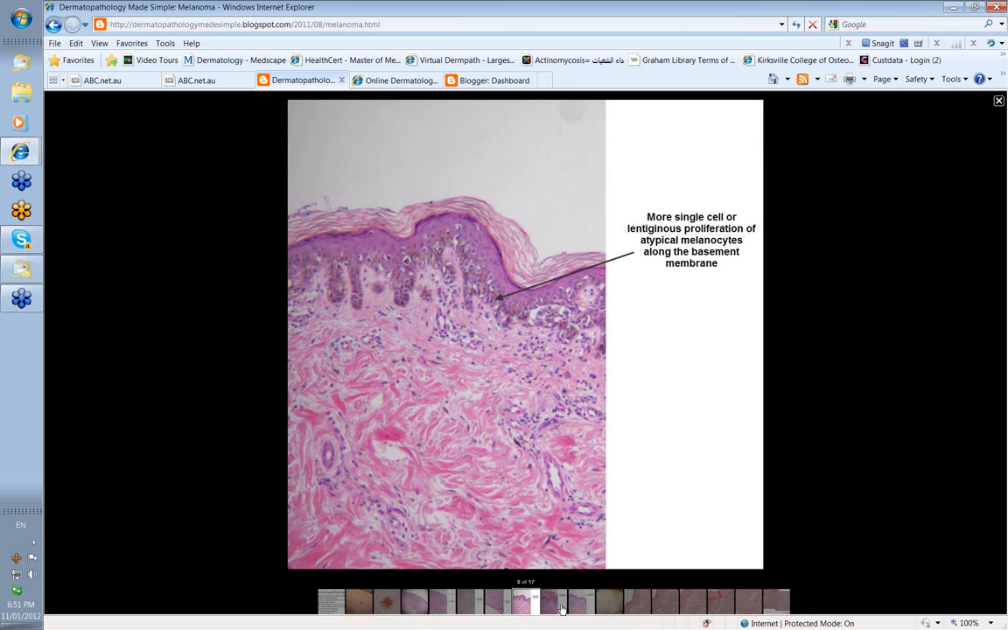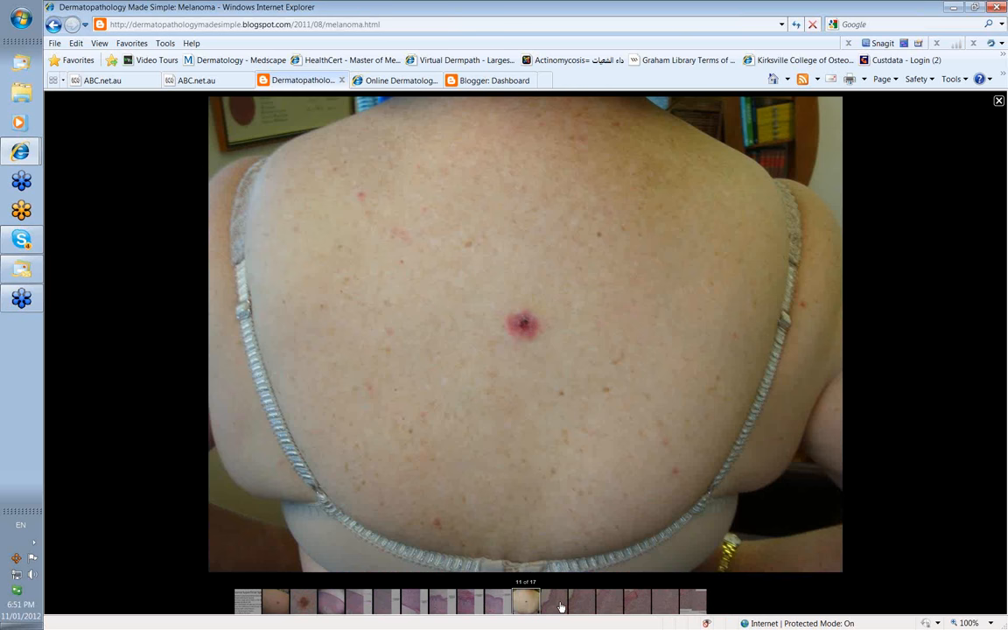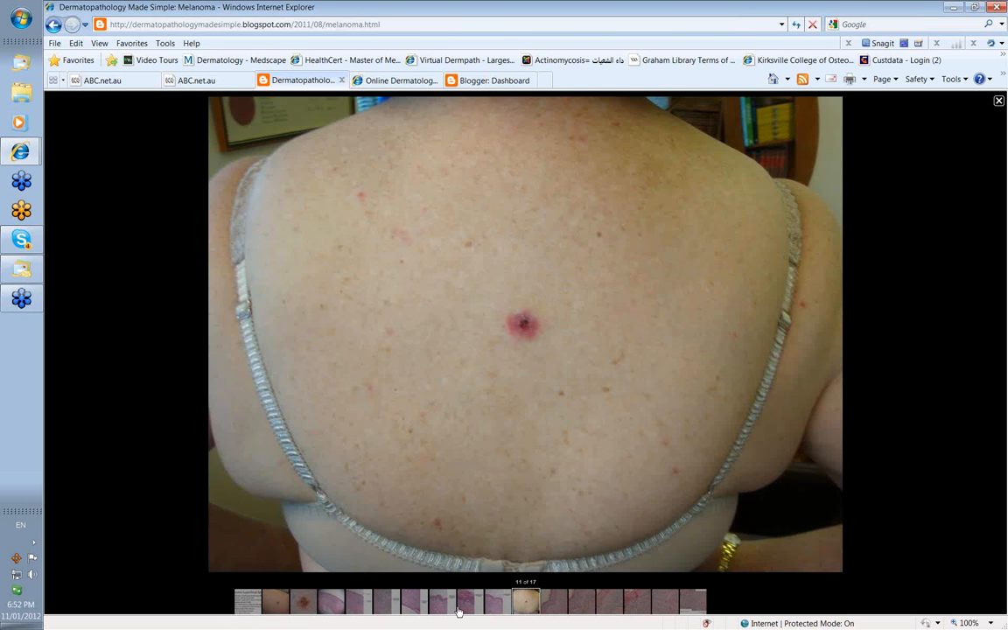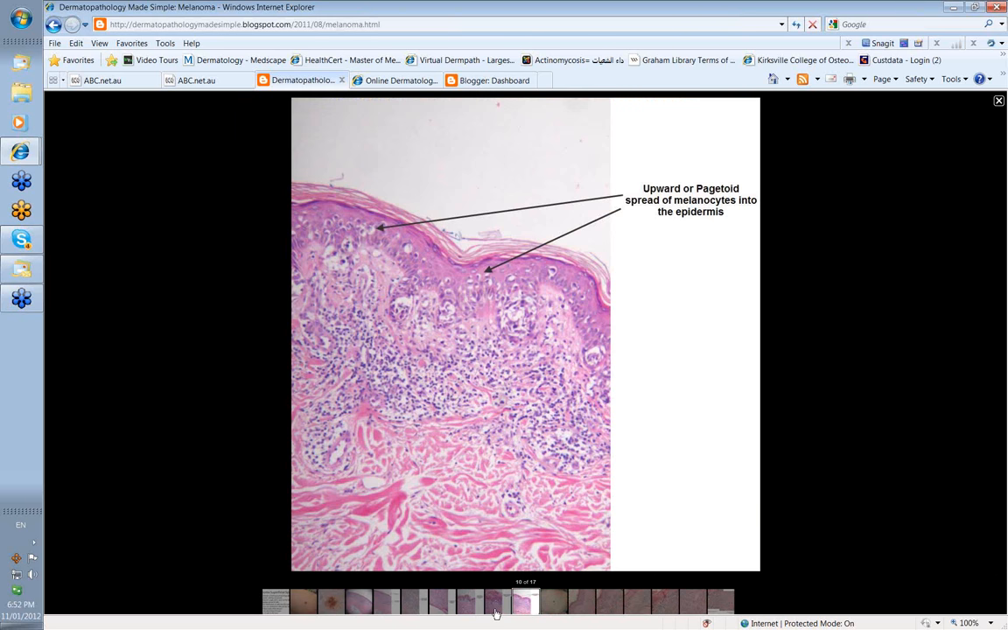Sorry, let me just come back one. Let's just go forwards. I think we had one more view, and this again was a more lentiginous one. Sorry, let me just go back one. I think, do we have one last view here?